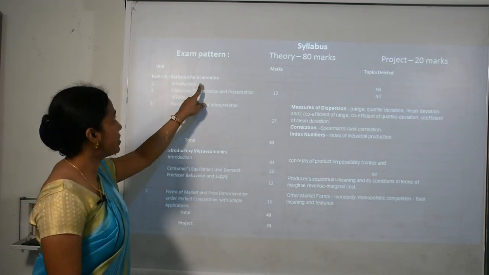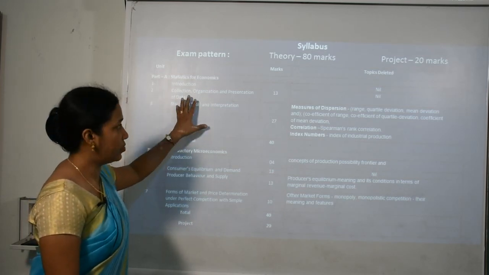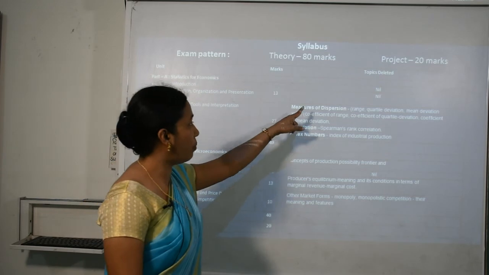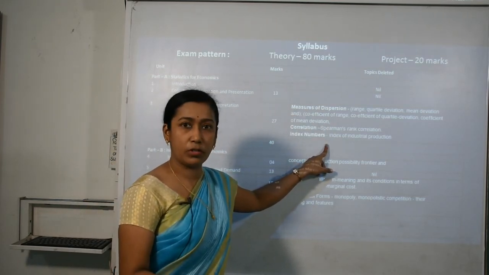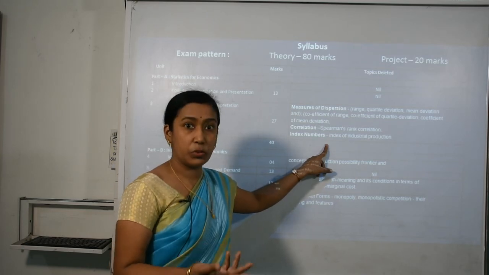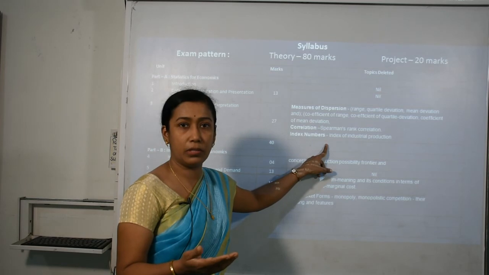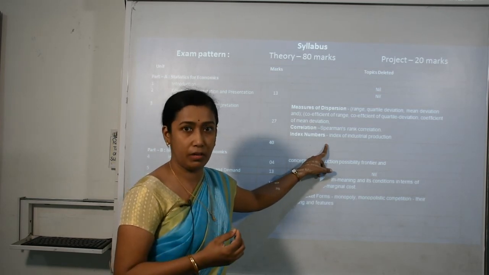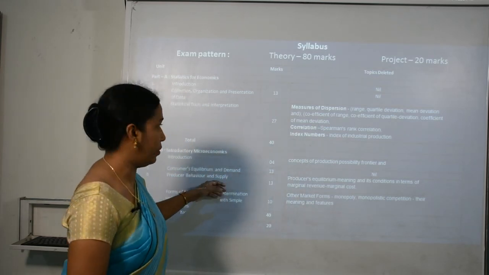Your first part is statistics for economics, in which you can see that you have 4 units and chapters, and these are the topics which have been deleted by the CBSE board. As you all know, because of this corona pandemic, schools are not opening, so the CBSE board has made a very good decision that they have reduced the syllabus by 30%. So these are the deleted portions for statistics.